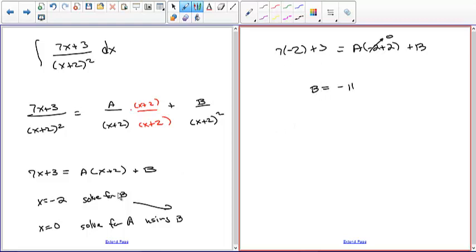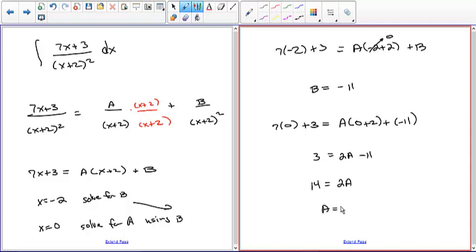And then to solve for a, you can plug x equals 0 in. So you'll get a times 0 plus 2 plus b, which is -11. So that's 0. So we get 3 is equal to 2a minus 11. So add 11 to both sides, you get 14 is equal to 2a, or a is equal to 7. Did I get that right, Daniel? He's my checker. Hopefully you got that right.